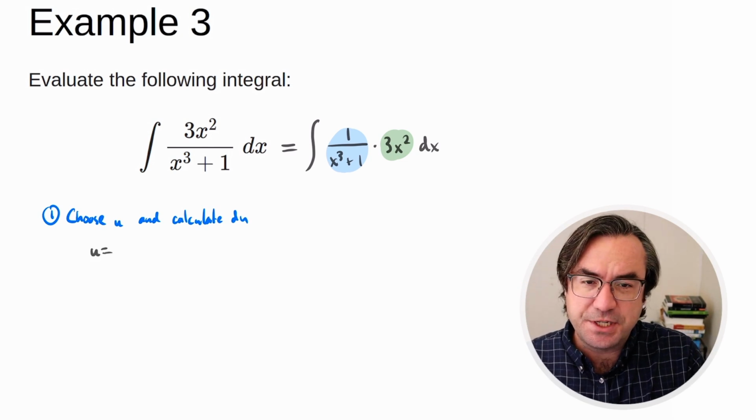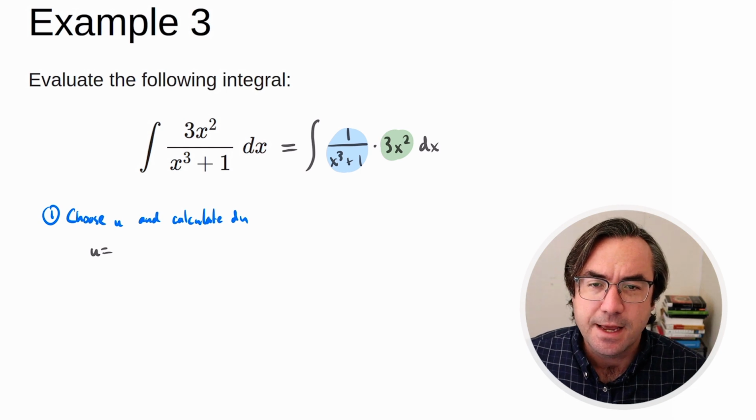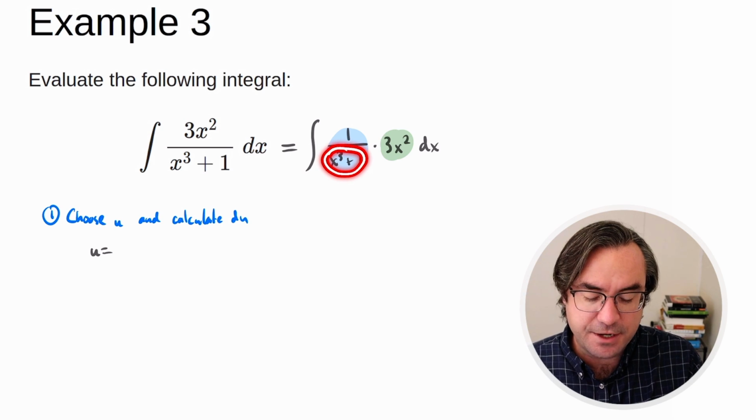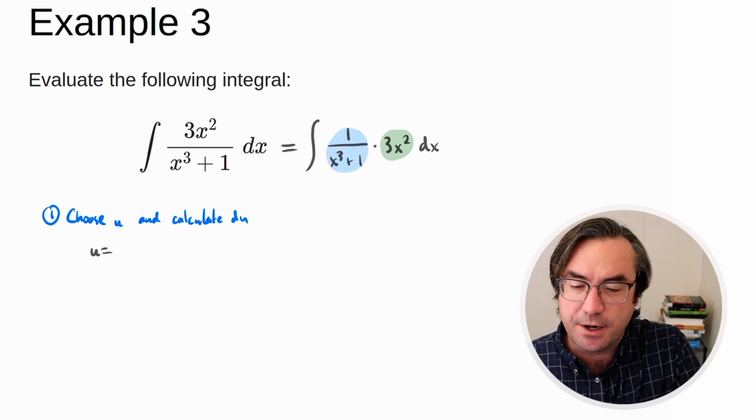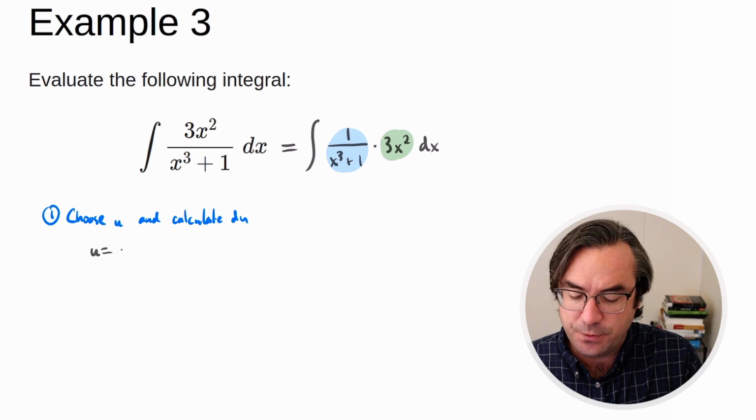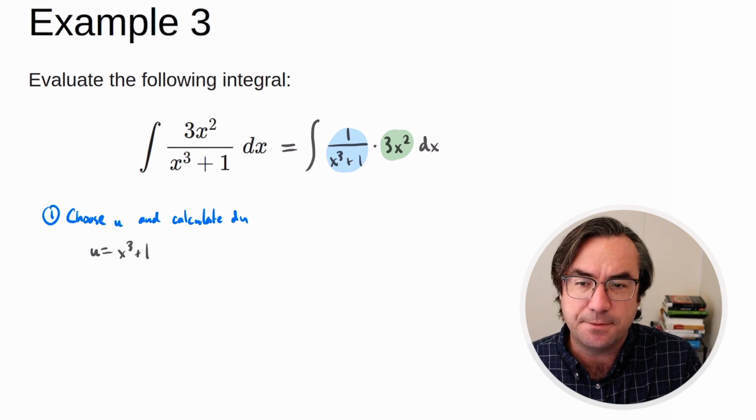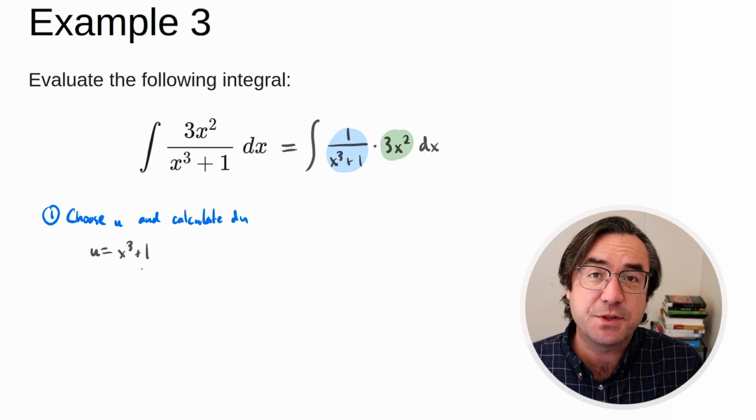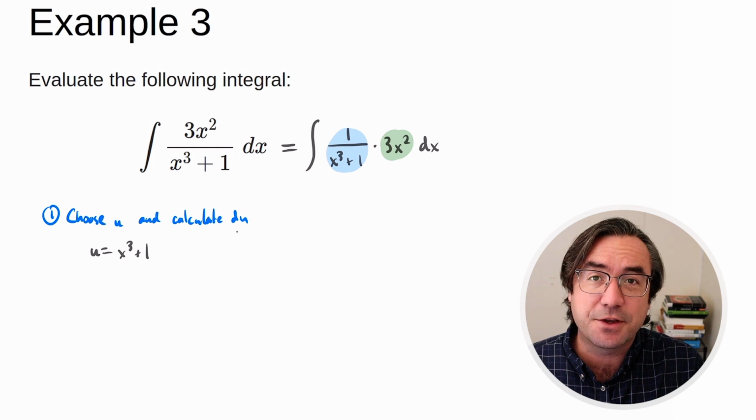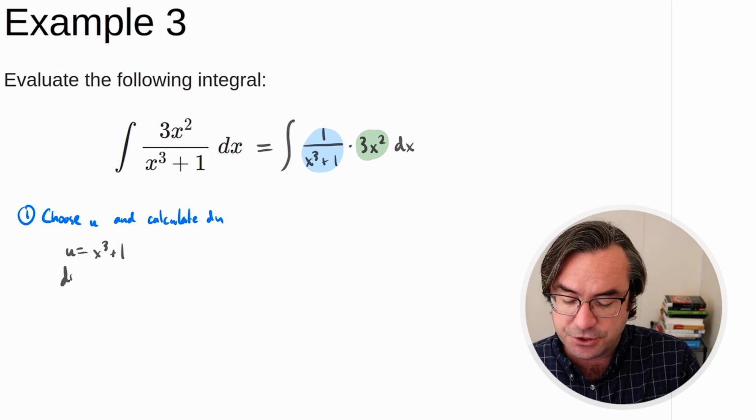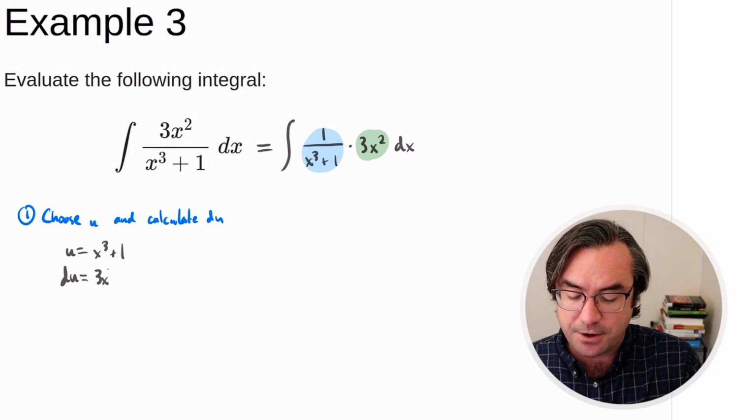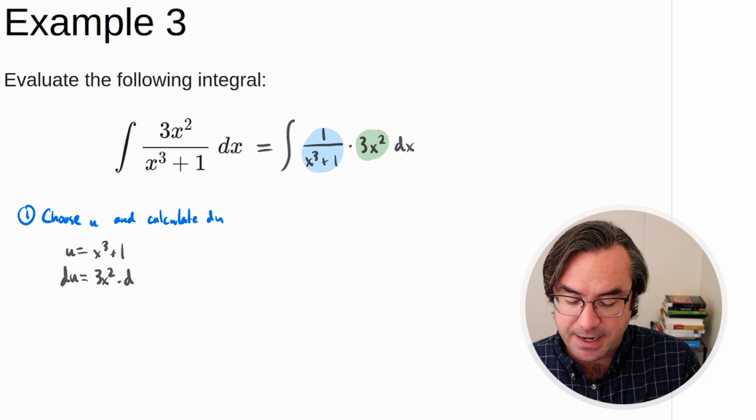All right, so u is equal to, and the stuff in our denominator here is that x cubed plus 1. So we're going to let u equal x cubed plus 1. All right. So that's part of the first step. The second part then is we've got to calculate du. So we've got to calculate our differential. So the derivative of x cubed plus 1 is 3x squared, and then we multiply by dx.